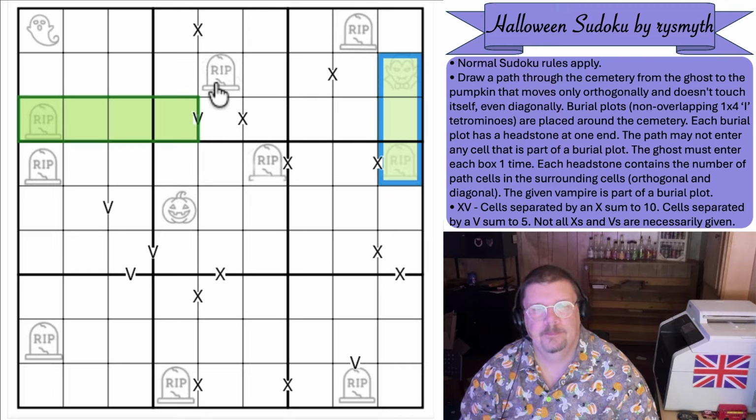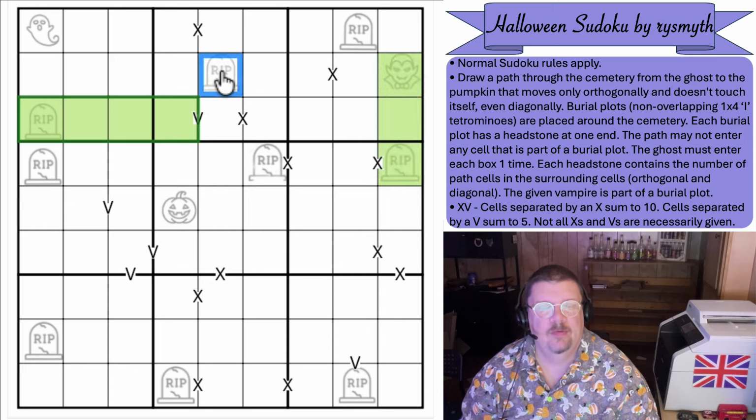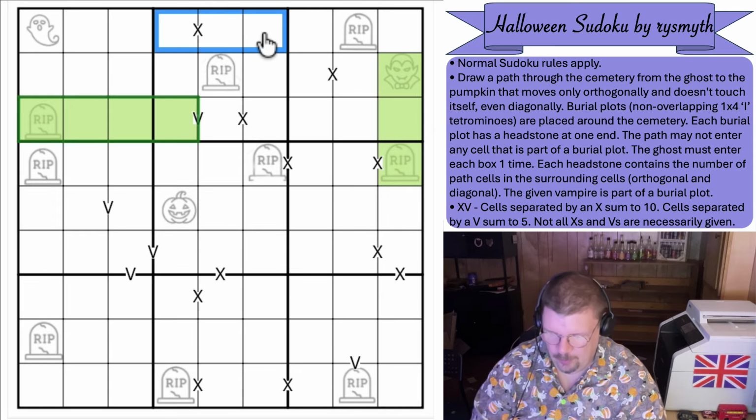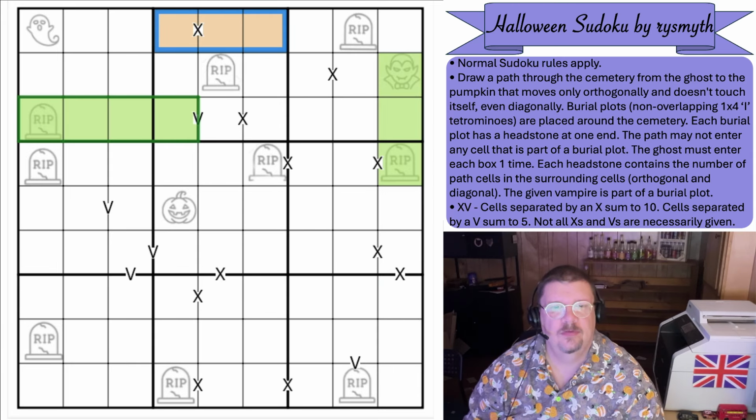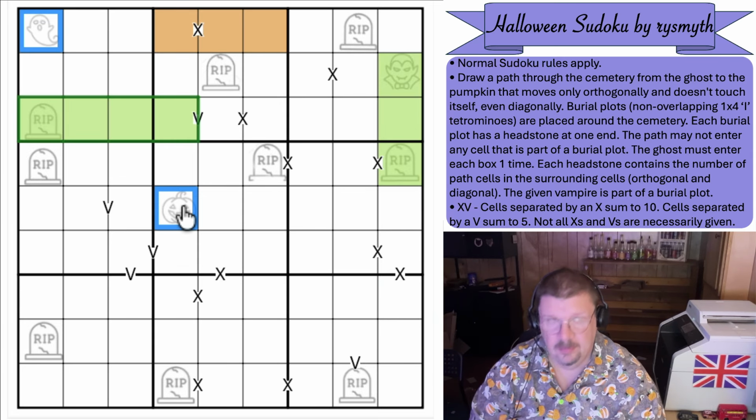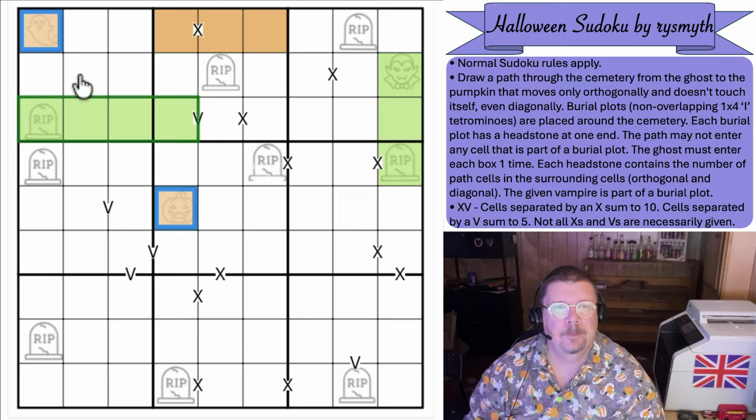Okay. The ghost can only move orthogonally. So, how does it get out of this box? It has to come through this box, but it can't go into a burial plot. So the ghost has to come through this way. Those all have to be part of the ghost's path. In fact, I can mark those 2. At least one of these 2 is on the ghost's path, because otherwise that would be a 0.